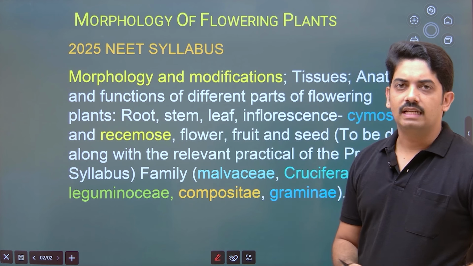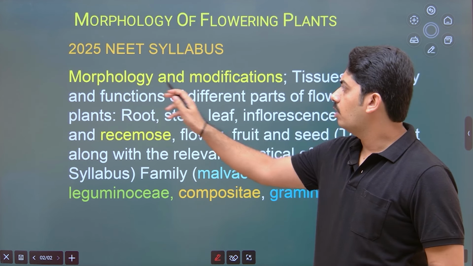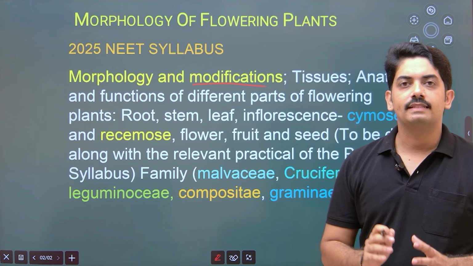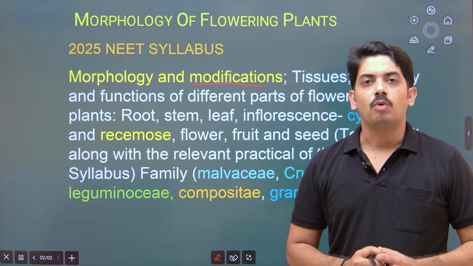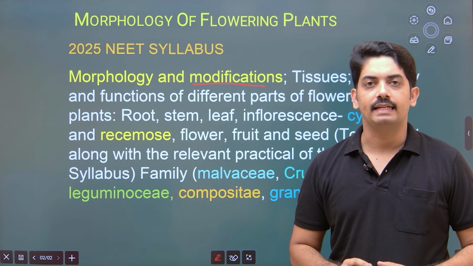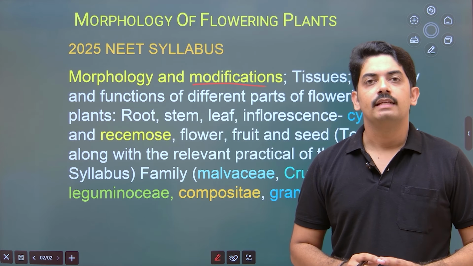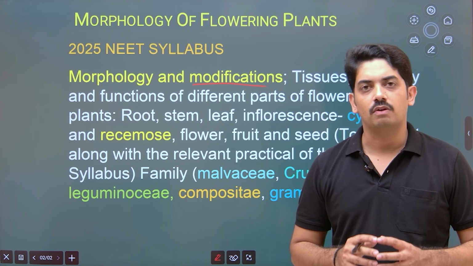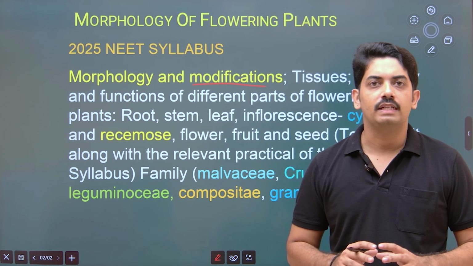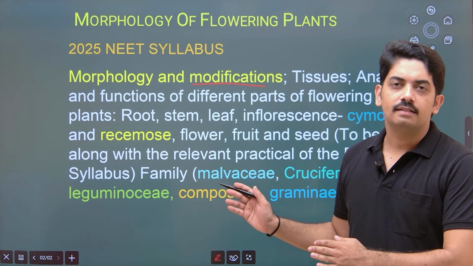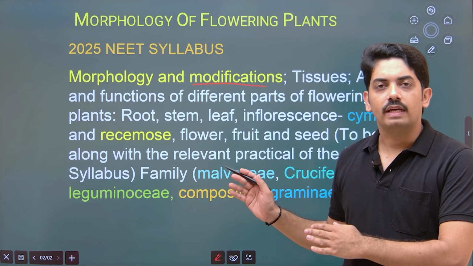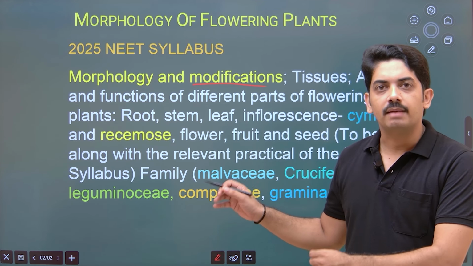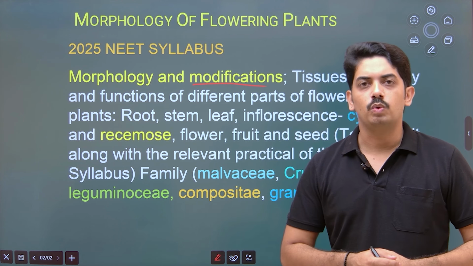Just observe the syllabus. They included morphology and modification. Now, when you look at the NCERT textbook, the modification part of the topic got deleted. In the new NCERT, they only retained structure of stem, structure of root and structure of leaves. The modification part got deleted, but they added it in the NEET syllabus. So in this video, I am going to explain each and every type of modification observed in root, stem and leaf.